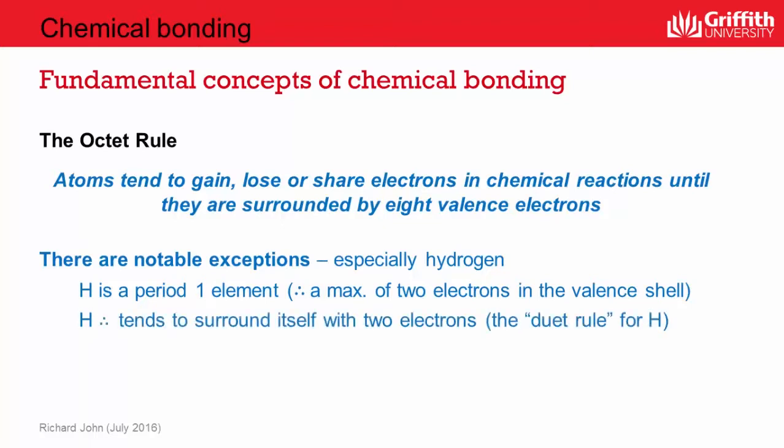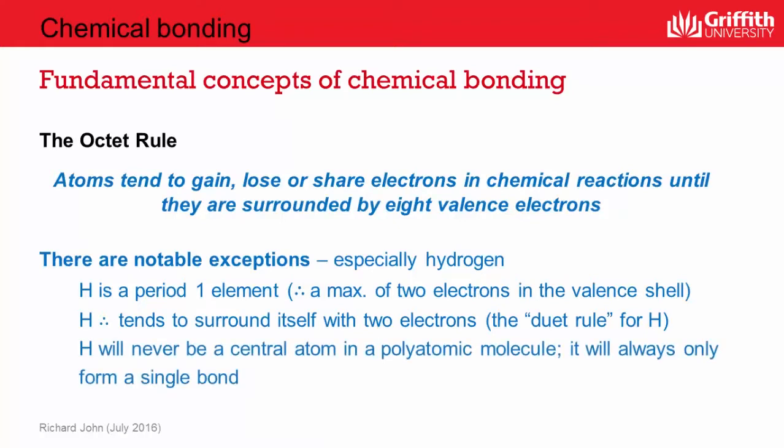Because hydrogen tends to surround itself with only 2 electrons instead of 8, we can refer to a duet rule for hydrogen if we like, where we will only ever see a duet of electrons surrounding hydrogen atoms in chemical bonds. Because hydrogen can only ever have 2 electrons around it, it will never be a central atom in a polyatomic molecule. It will always be a peripheral atom, and it will always only form a single bond.